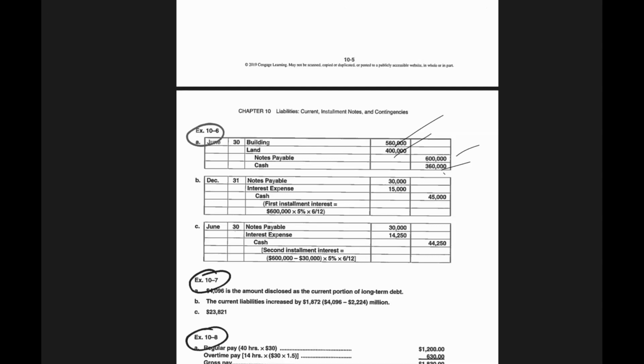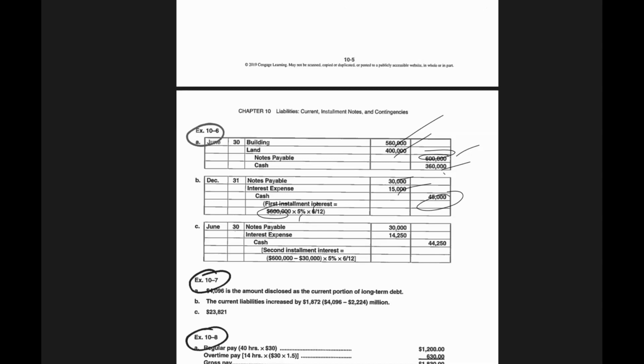Letter B, it says the payment for the first installment. Well, the first installment, and they said $30,000 is what has to get paid. There's semi-annual payments of $30,000 plus interest accrued. Well, there was $600,000 out there, right there, at 5%, 6 months, 6/12 is a $15,000 interest. So our cash payment is $45,000.